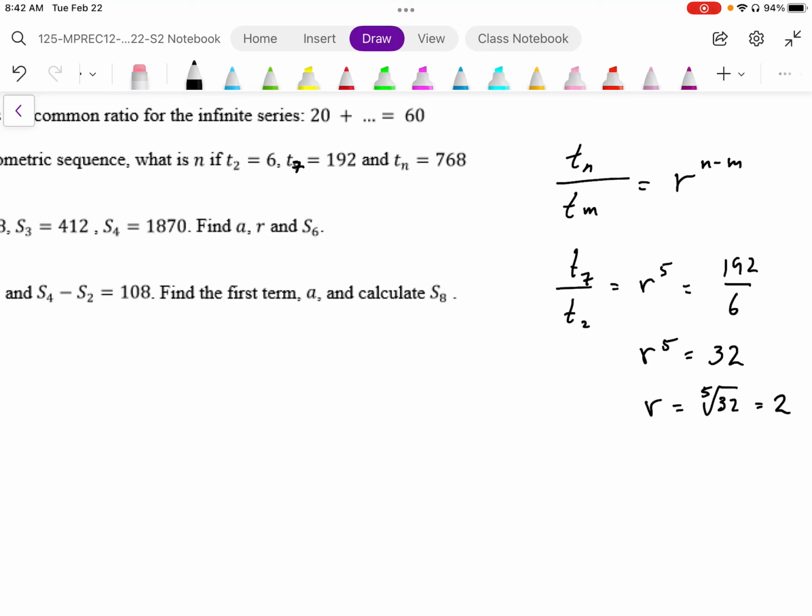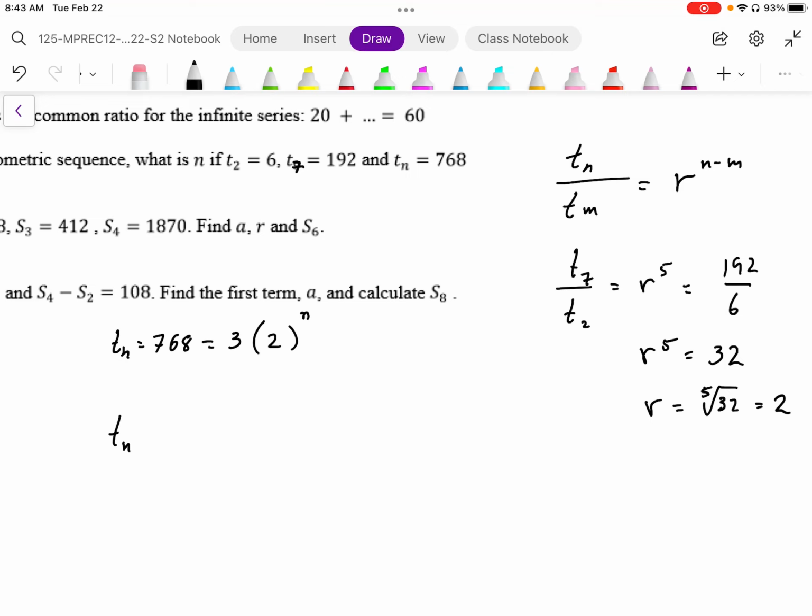Now we could start back at the beginning, so I can figure out that T1 is going to be 3 and use my formula for there. So it would look like this: Tn equals 768 equals, and then we solve for T1, 3, times R, which is 2, to the power n, and then we can solve for n using logs here. But I'm going to do this slightly differently.